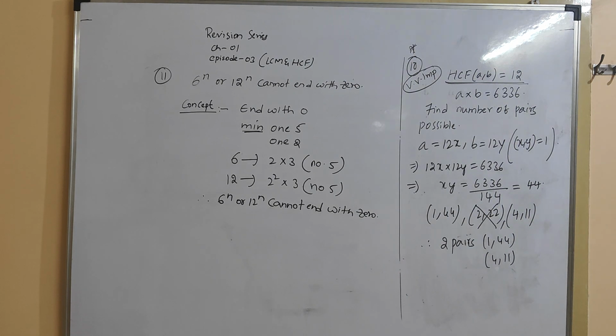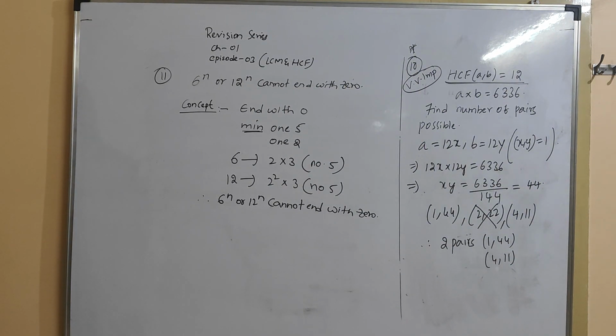See, if this is given for 2 marks in the exam, how do you write it? If a number ends with 0, it should contain a minimum of one 2 and one 5. That you have to write as a statement, and after that you write what I wrote. 6 is 2 into 3, no 5 is there, and 12 is 2 squared into 3, no 5 is there. Therefore, 6 power n or 12 power n cannot end with 0. Clear?